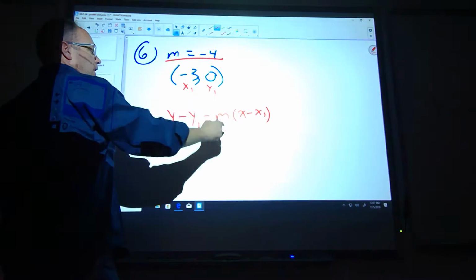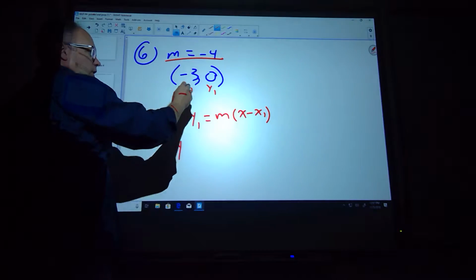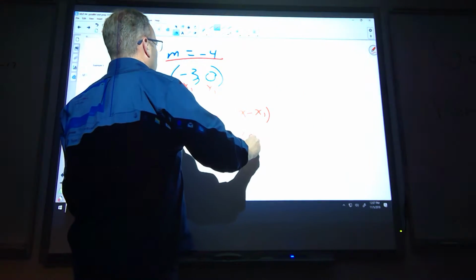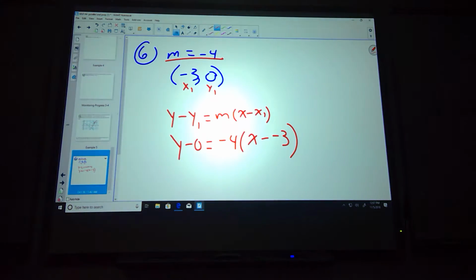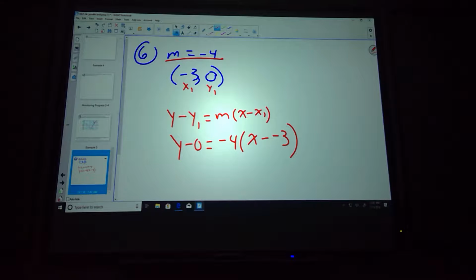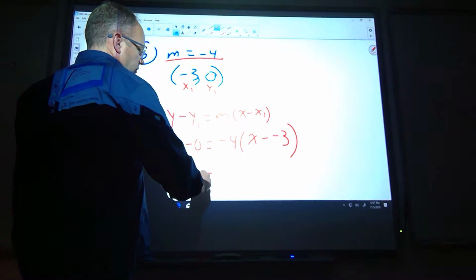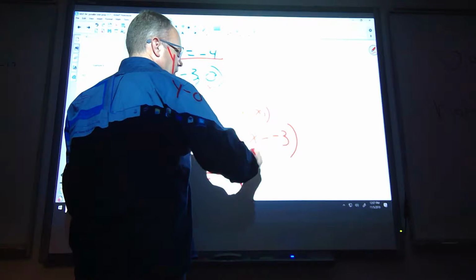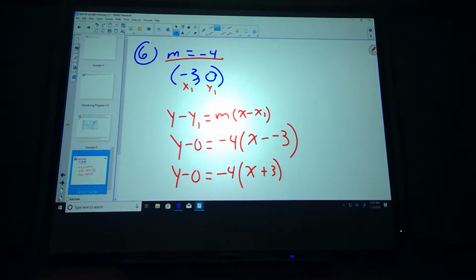So I know the slope is -4, and that'll go there. And then x and y go into x1. So that's going to be y minus 0 equals -4 times x minus -3. We can clean this up a little bit. Y minus 0 is just y, correct? I can leave it as y minus 0, it doesn't really matter. Since they wanted point slope form, that'd be good. Keep the -4 like that, and then reduce your sign, so +3. So there you go.